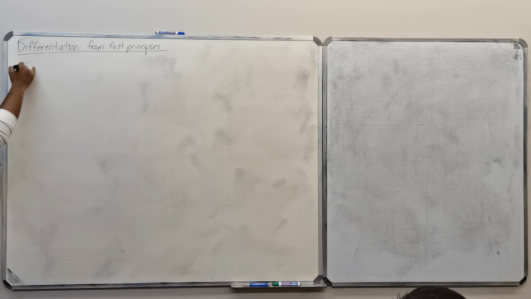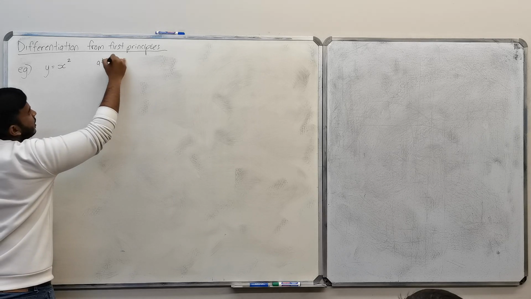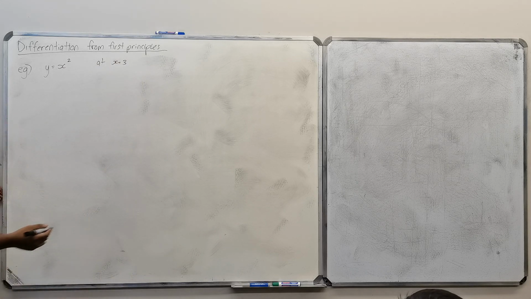So, the example, right? They want you to calculate the gradient of a tangent y is equal to x squared at x equal to 3, right? So we're going to use first principles to work this out, right? Now remember with first principles, we have the function of x plus h minus the function of x all over h, and it's the limit as h approaches 0. So we need to make this in terms of f of x plus h and f of x. Okay? How do we do that?